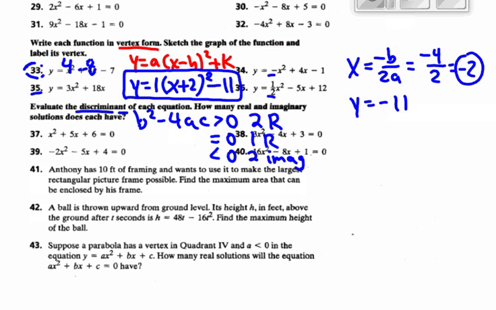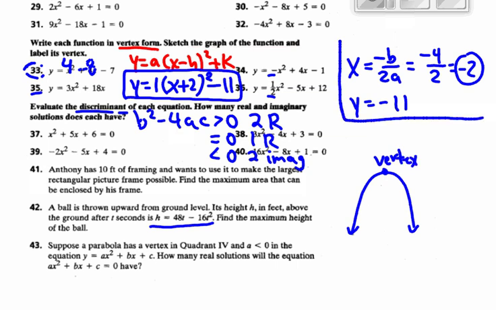Number 41, Anthony has 10 feet of framing and wants to use it to make a large rectangular picture frame. Find the maximum area that can be enclosed. The ball is going upward. Find the maximum height. So you could just sit there and type that in the graphing calculator. Maximum height always occurs at the vertex. You see this negative 16t squared, it tells you it's opening down. The maximum height always occurs at this vertex. So you can get the vertex off the graphing calculator or do what we just did right up here.